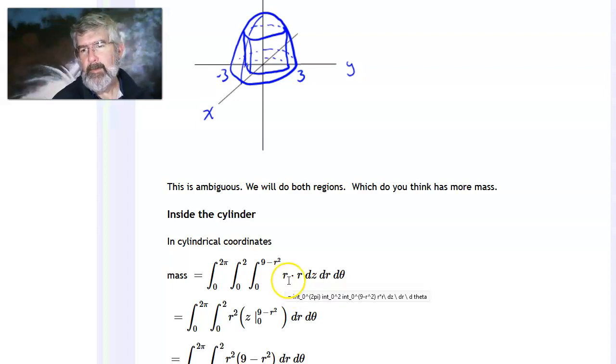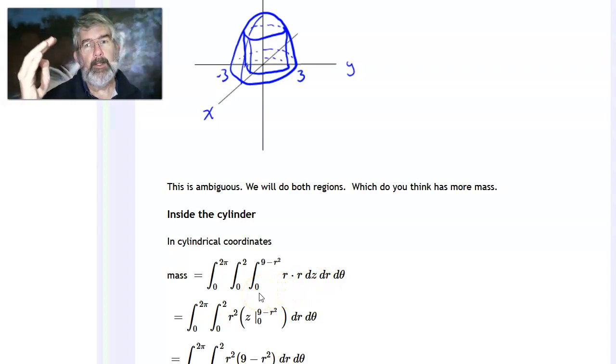So density function times a little bit of volume would be a little bit of mass, and the integral now, I have it set up dz dr d theta, so on the inside is the z. Z is running from 0 at the bottom to the paraboloid at the top. Well, the paraboloid was the 9 minus r squared, that's the height. Remember, it's 9 minus x squared minus y squared. So now it's just 9 minus r squared.